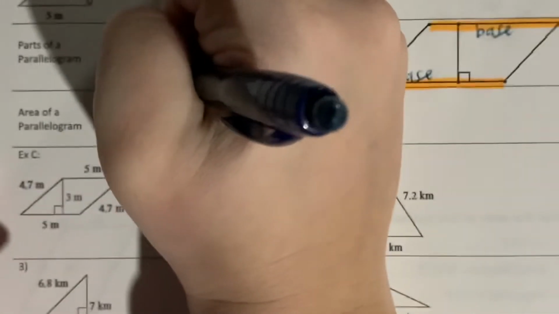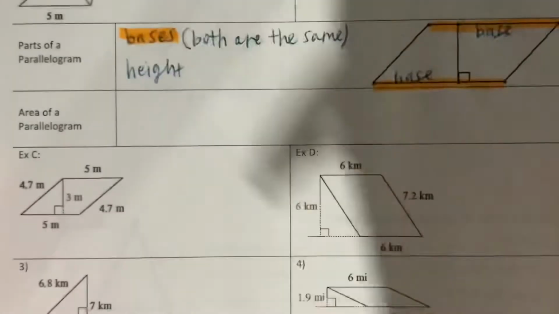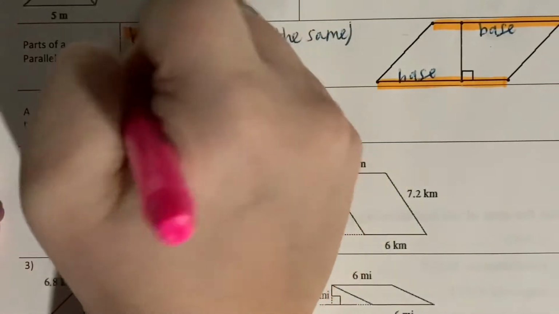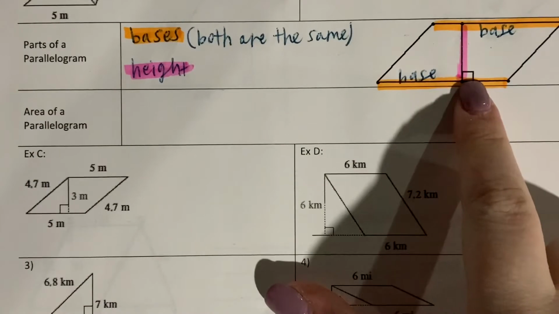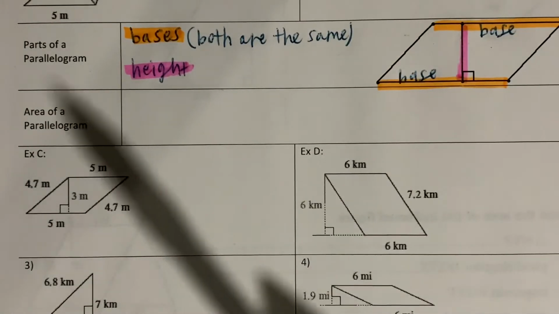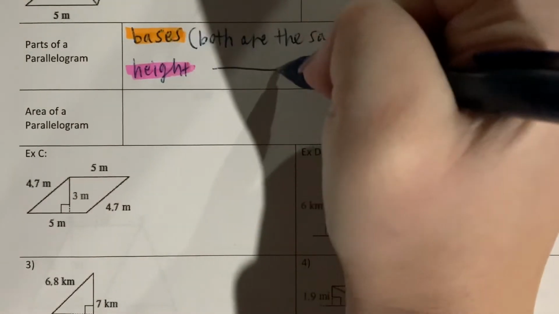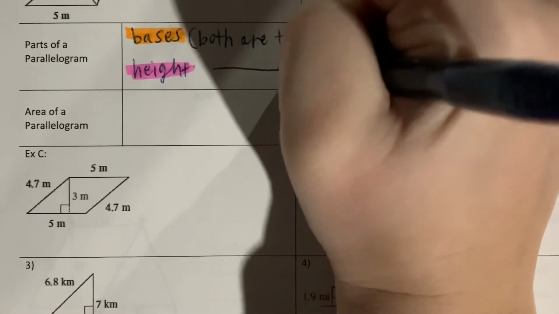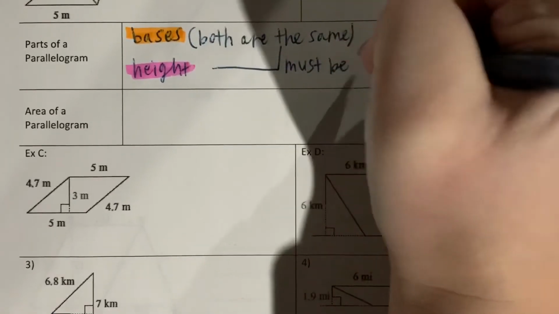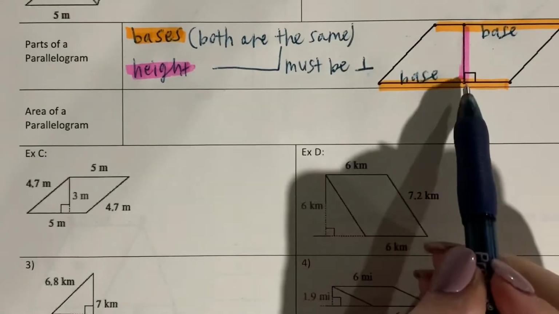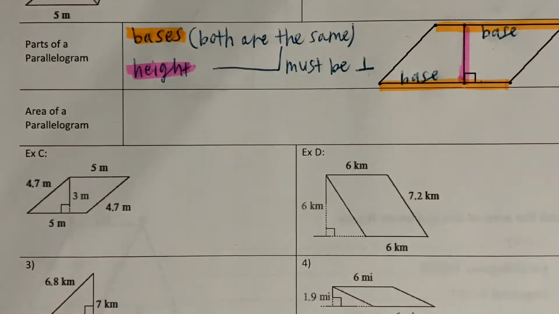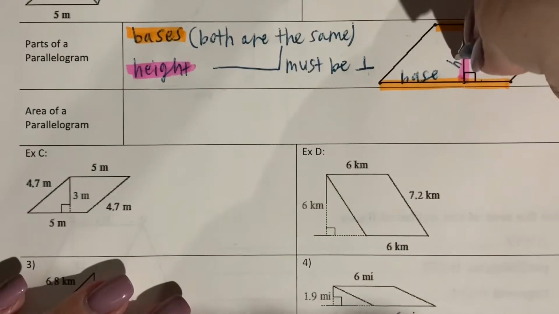So the other part of the figure we have to pay close attention to is our height. And again, we can find it because we're looking for the 90-degree right angle. We can make a note that these two, our bases and our height, must be, and I'm going to use a perpendicular symbol again, they must be perpendicular or they must meet at a 90-degree right angle. So these are the parts of a parallelogram. We could label this our height.